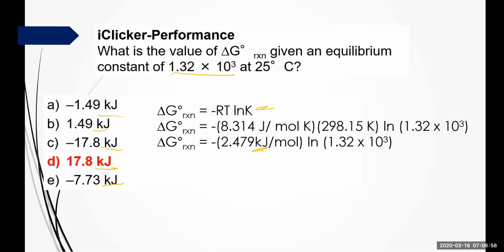And so now I realize that I have a mistake on mine. Right? So the natural log of 1.32 times 10 to the third, multiplied by negative 2.479, gives us a negative 17.8. And so it shouldn't be this one, it should be this one. I can go ahead and I'll highlight that as well. And that should be our correct answer.